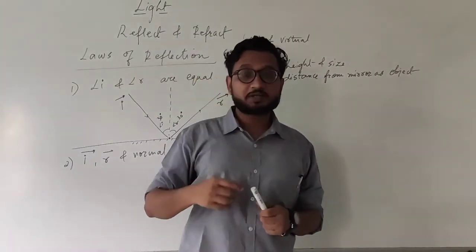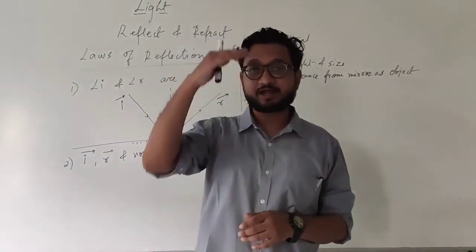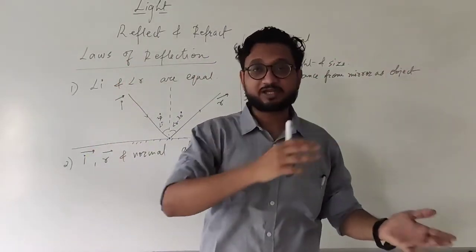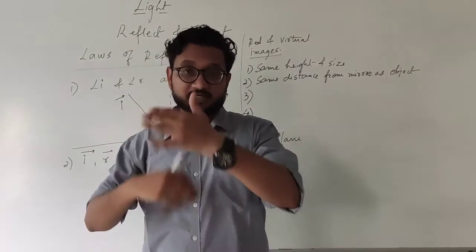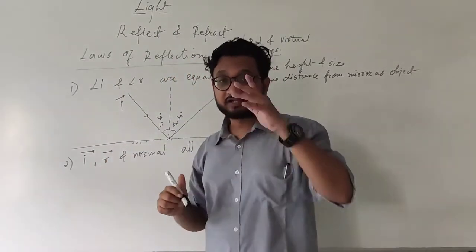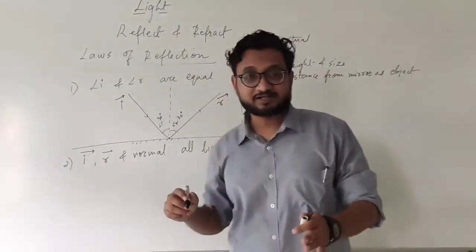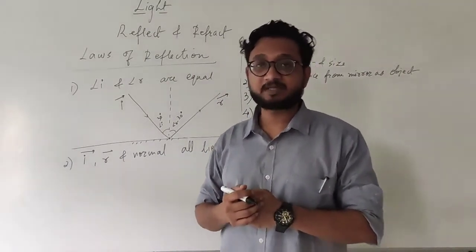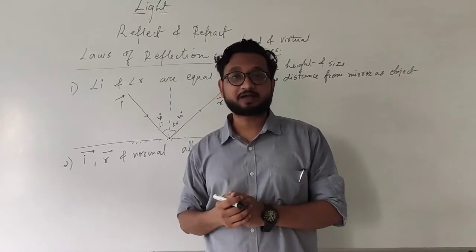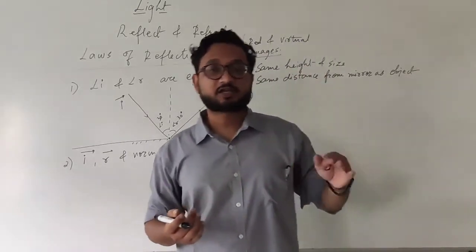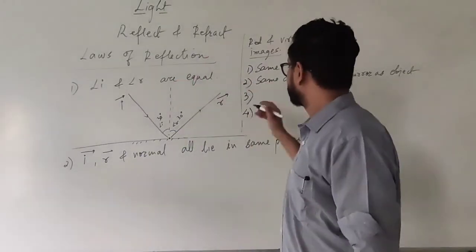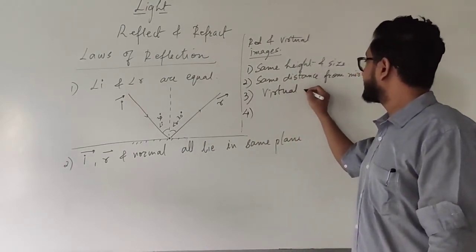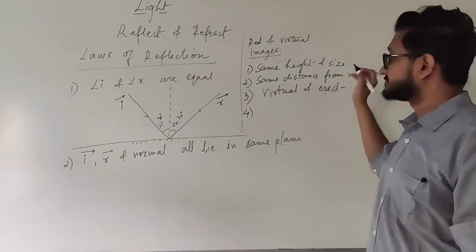And the third one is an important one. It will be virtual and erect. That means if your head is on this side, then inside the mirror your head will not be upside down. The image is not inverted, it is erect, but it is virtual, that is, inside the mirror. It cannot be projected on the screen. We just talked about virtual and real images. Because this is a plane mirror, a reflective surface, the image will be virtual. So it will be a virtual and erect image.